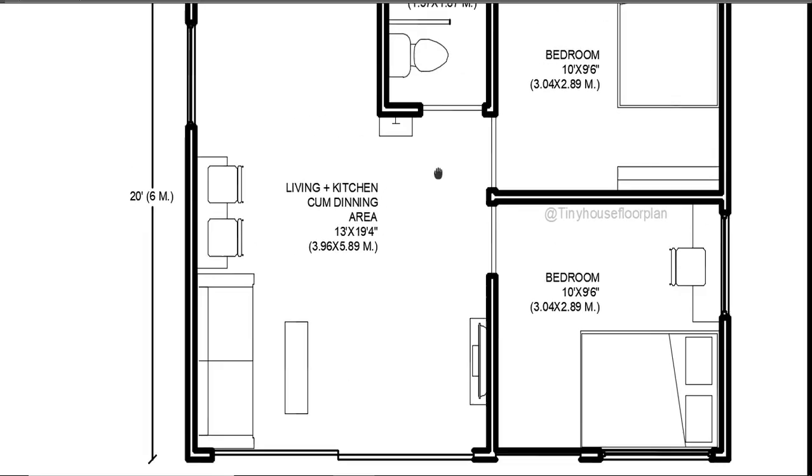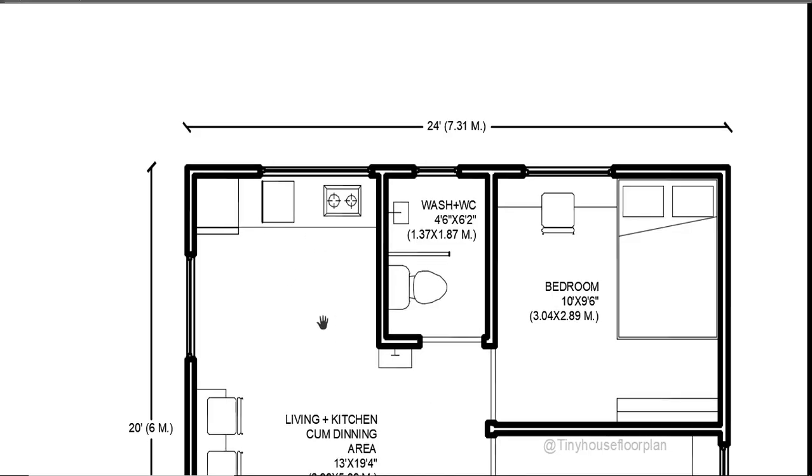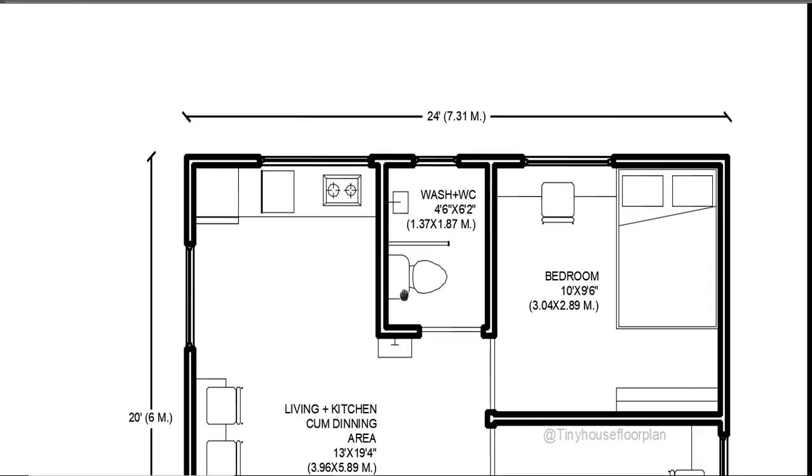If we go inside, on the left side we have the kitchen area. You can see here the kitchen cabinet with burner, sink and refrigerator arrangement, and 2 windows for ventilation and light purpose. On the right side we have a common use washroom plus water closet.